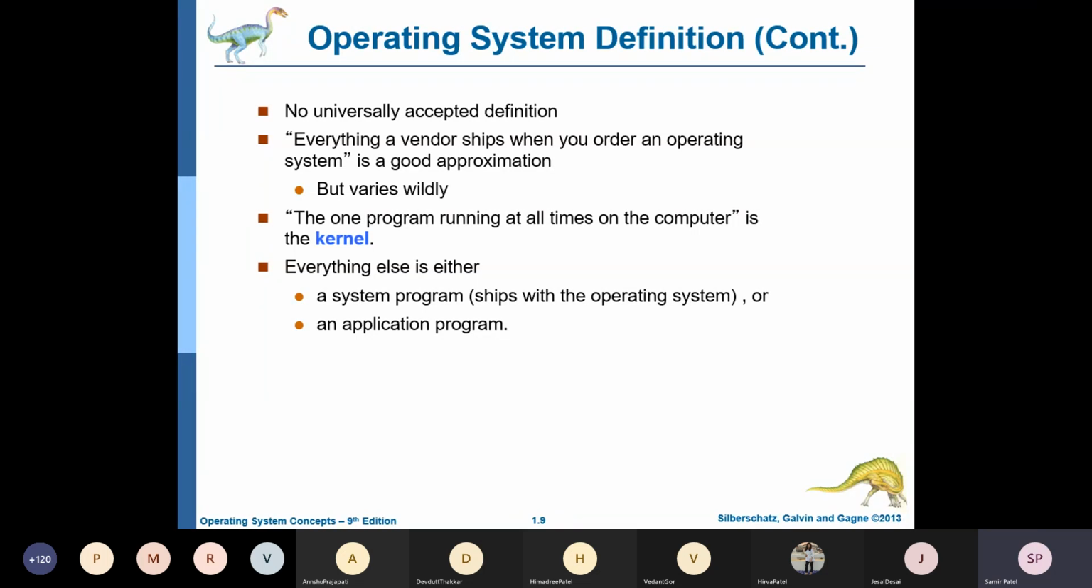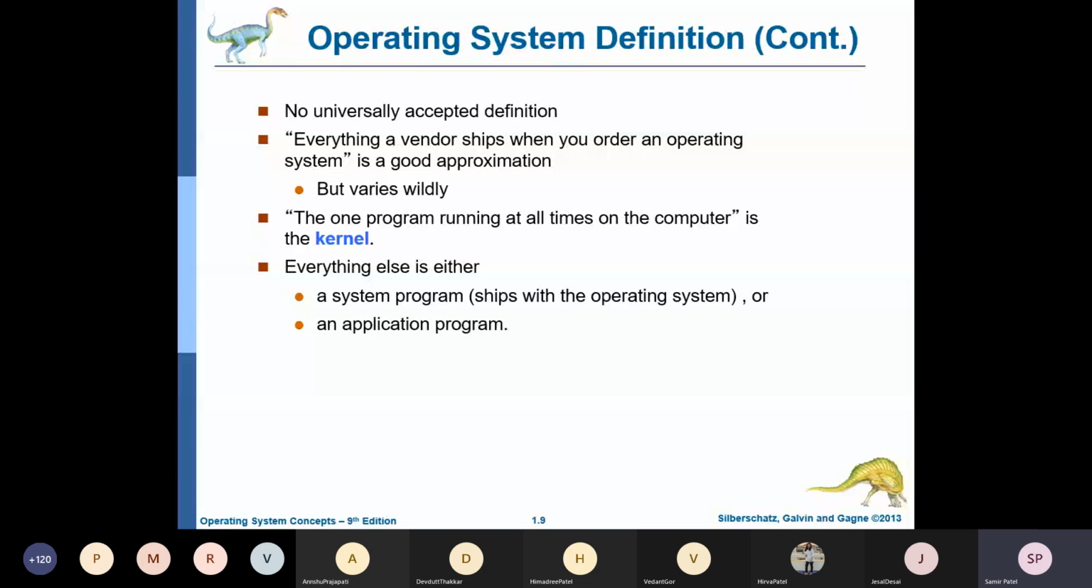One program which is always running inside the computer system is the kernel, right? The kernel is the core of the operating system, and on top of this kernel, our application programs or system programs would be functioning. So everything else other than the kernel would be system programs or application programs.